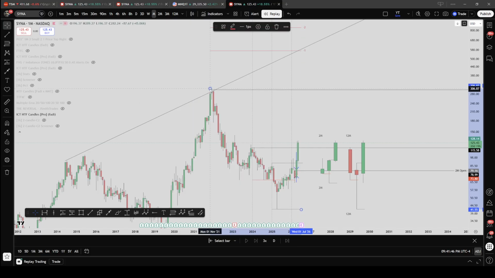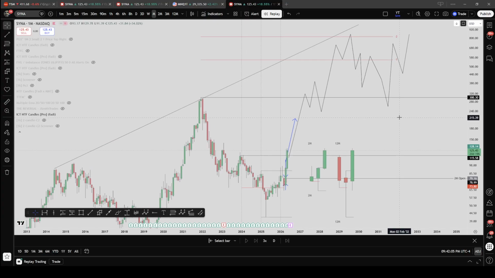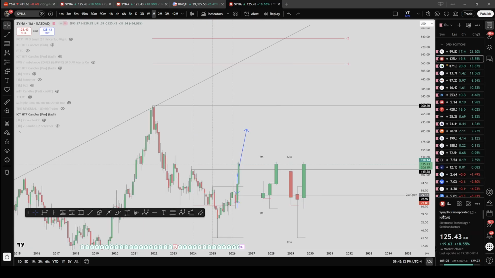Again, I don't know if it really has juice like that, but I wouldn't be surprised, right? I mean, maybe it does something like this. And then starts a new cycle, and then goes higher. But that is what I've been expecting on Synaptics. Jeez, I can't speak English today. And that's why I'm so bullish on it.